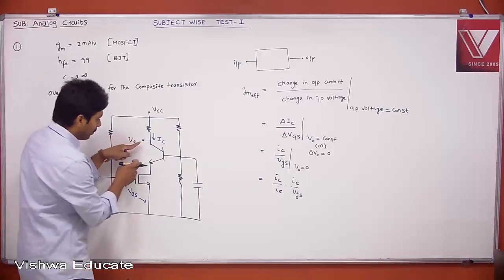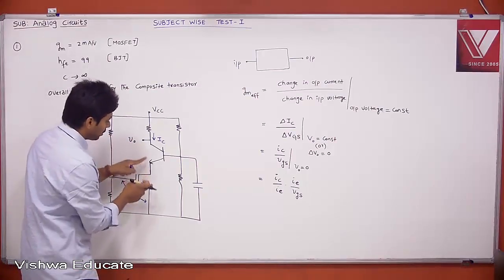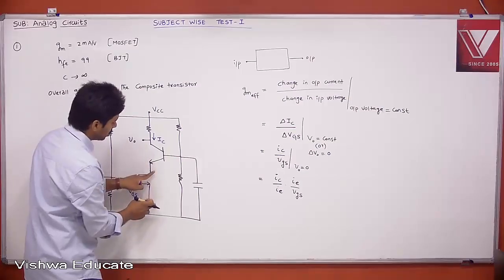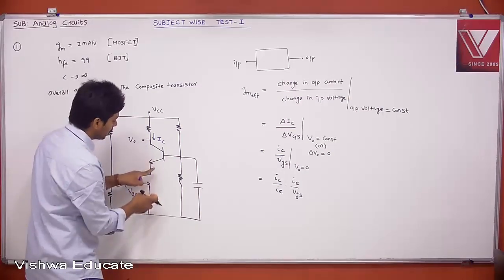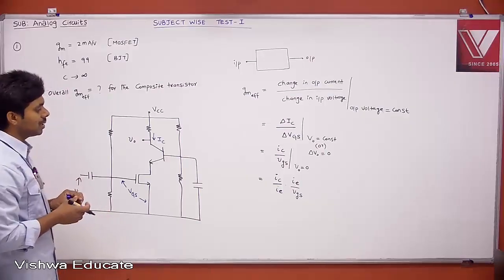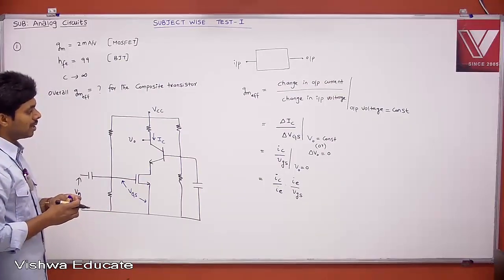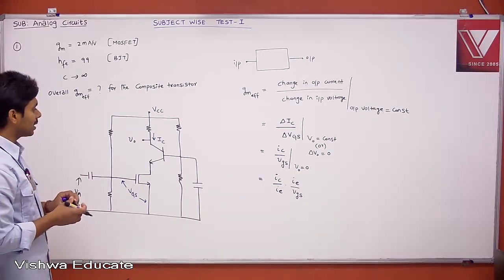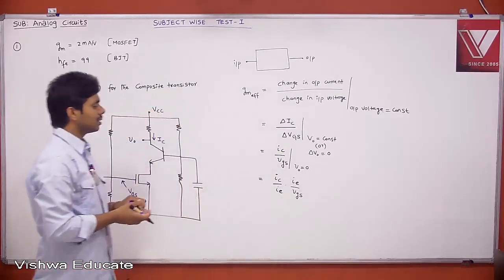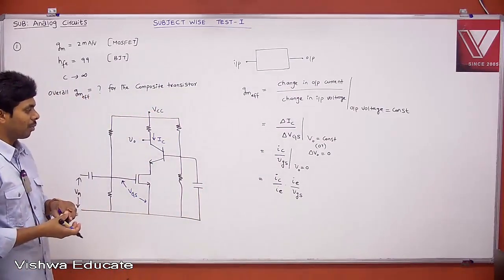Therefore, what is your V0? VCE of the transistor, BJT, plus VDS of your transistor. Let us say there is no change, then this is also constant, this is also constant. Therefore, the change in VCE is 0, change in VDS is 0. Then what is your IE? What is IC by IE? If you neglect reverse saturation current, IC by IE. Right? That is nothing but what?